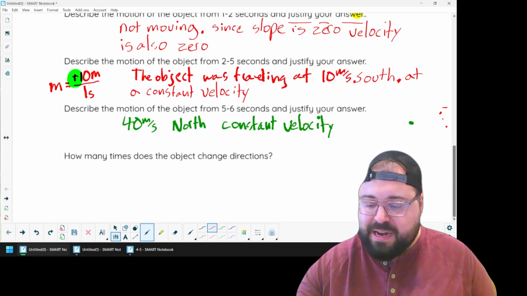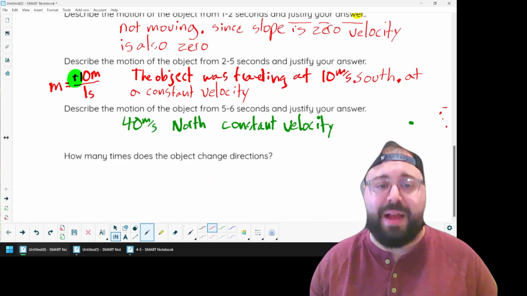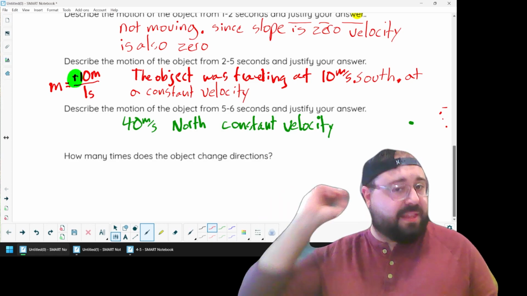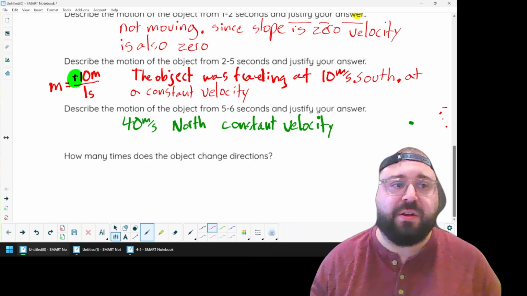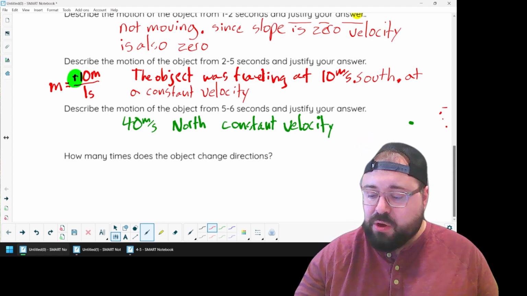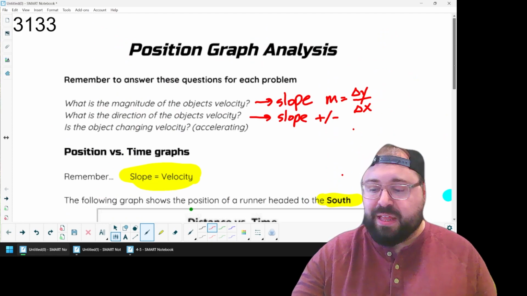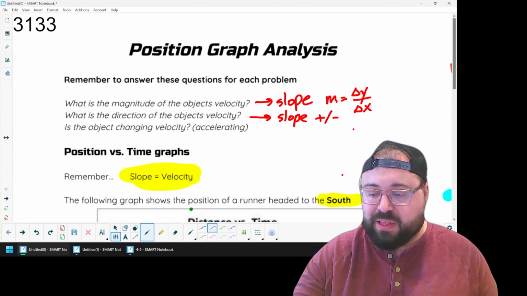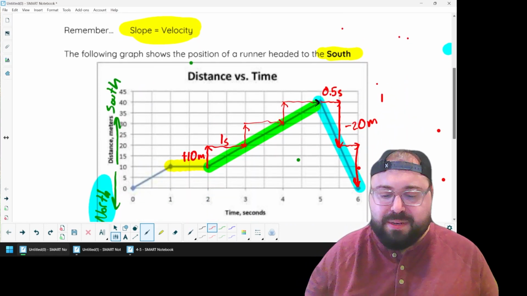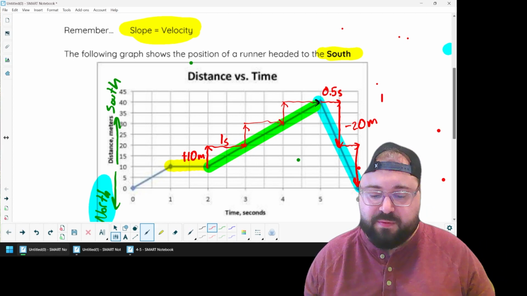All right. And now lastly here, how many times does an object change directions in this situation? Well, what we need to think about is how we know whether or not an object changes direction, right? We know that when the slope changes signs, when our velocity changes from positive to negative. So how many times does it go from positive to negative?